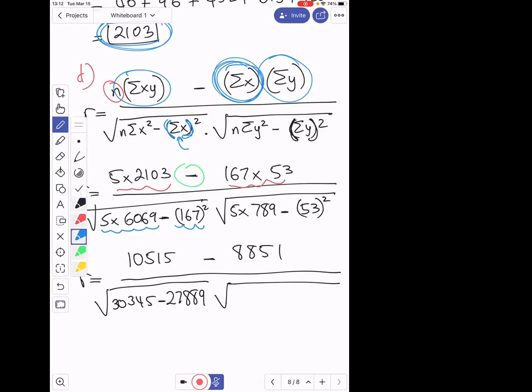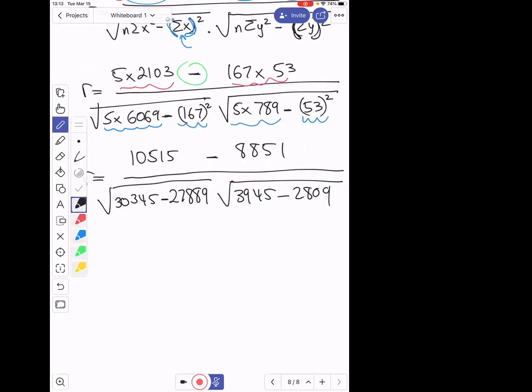Now I'm gonna do here the 5 times difference, the 5 times 789, which is actually equal to 3,000. This is the 3,945 minus, and then there's this 53 squared. By the way, guys, if you get a negative number under the square root, then it means you made a mistake. You are not supposed to have negative numbers under the square root, okay? So this 53 squared, this is 53 times 53, which is 2,809.